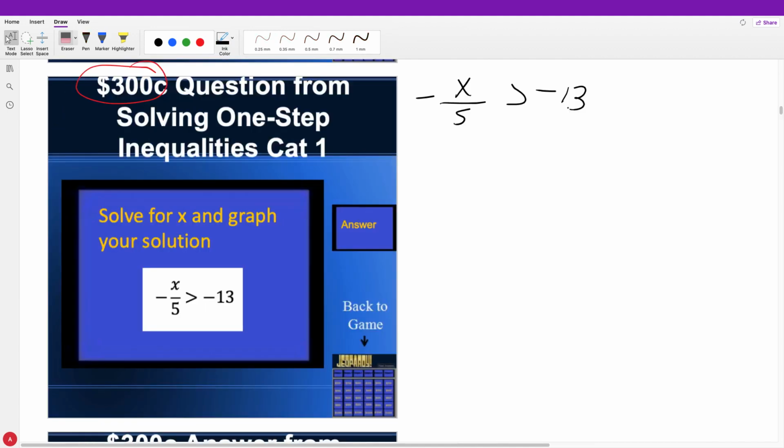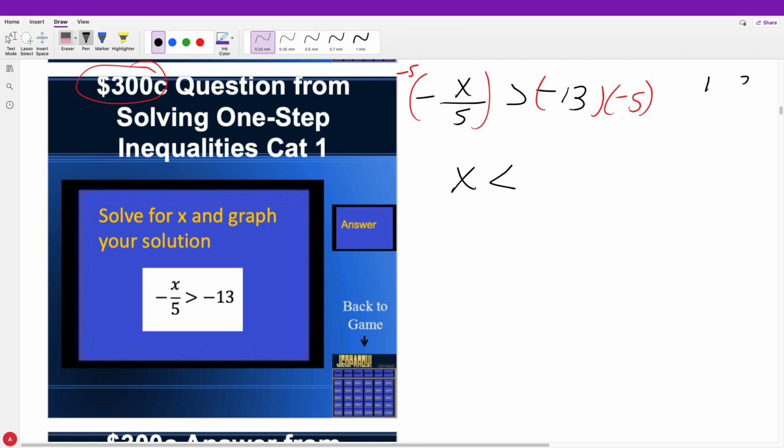All right, so now this next problem that we have is negative x over 5 is greater than negative 13. So we're dividing by 5, and it's negative as well. So our inverse of division is multiplication. So I'm going to multiply both sides by negative 5. And remember, the rule that we have to learn now, or remember, is when we multiply or divide both sides by a negative number, we need to flip our inequality.